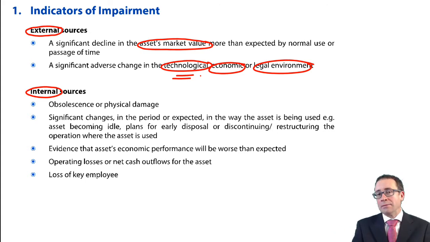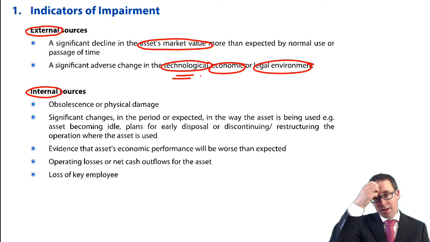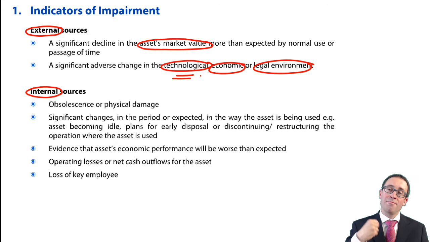Okay, so just bear that in mind there. Other one, internal sources, so obsolescence or physical damage. Now, if someone's driven a forklift truck into your prized asset, that's internal, isn't it? Changes in the way in which the asset is being used, so the asset has become idle, you're essentially no longer using the asset. If you're not using the asset, you're not generating any benefits from using it. And if we're not generating any benefit, then surely we should start to think about potentially reducing the value of that asset.